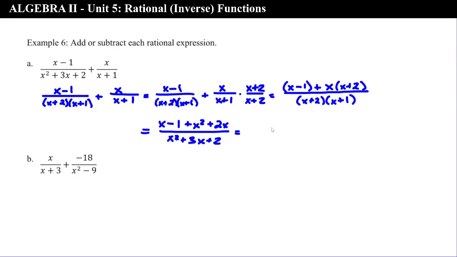The top, let's collect our like terms. We've got x squared, we've got 2, we've got 3x, and then minus 1. And in the bottom we have x squared plus 3x plus 2. And so that would be our final answer.